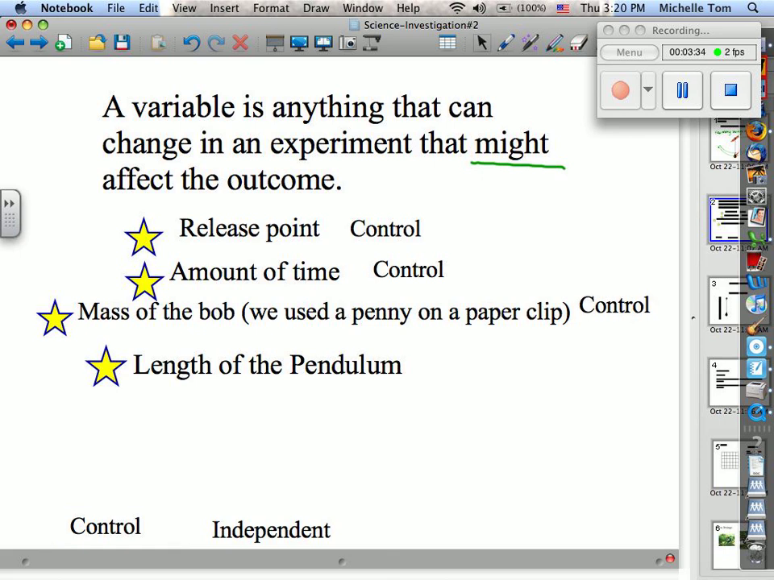But finally, the last one, the length of the pendulum, later on, we learned that that actually could really affect the outcome. And so we wanted to discover a relationship. We found that kids who had pendulums that were 200 centimeters long versus kids who had pendulums that were 10 centimeters long got different outcomes. So because each different pair or group had a different length pendulum, that's our independent variable.